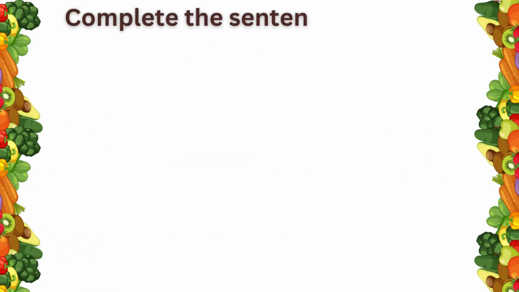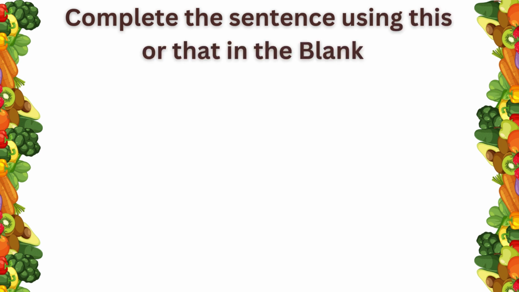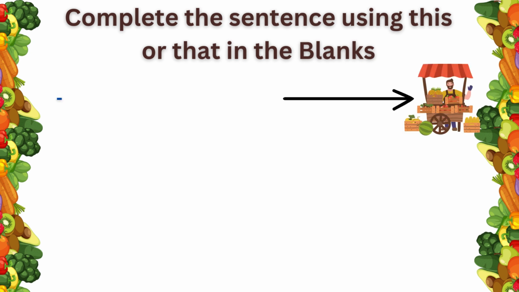So complete the sentences using this or that in the blanks. So let's start. Dash shop sells vegetables. The answer is that. That shop sells vegetables.